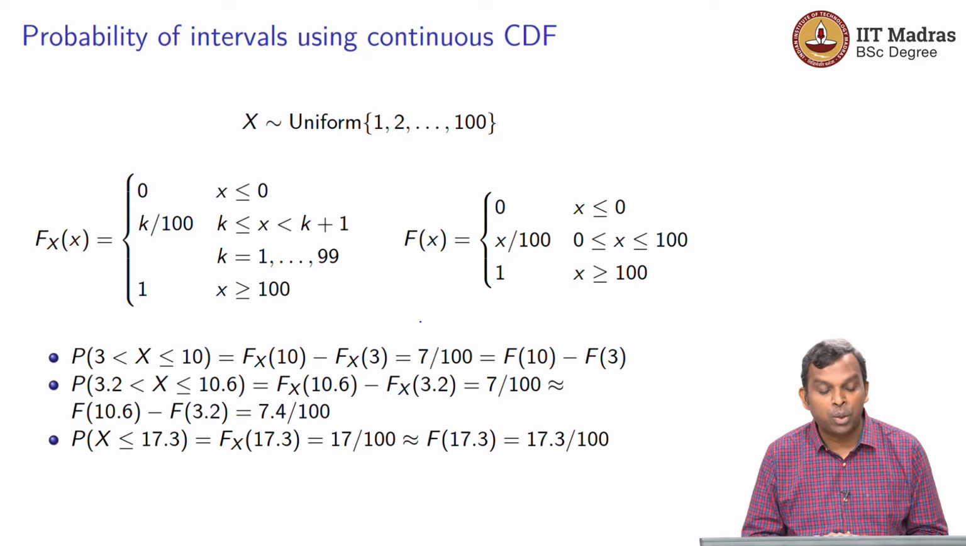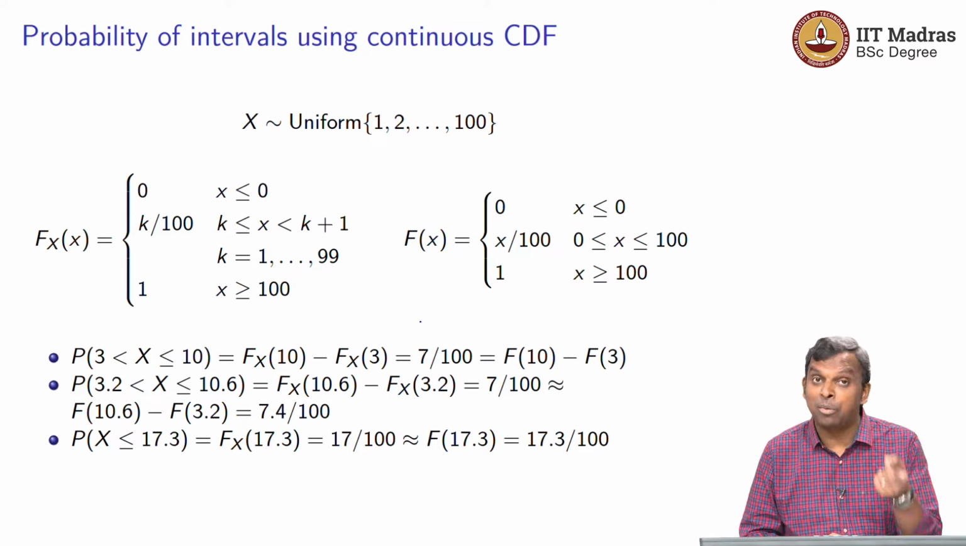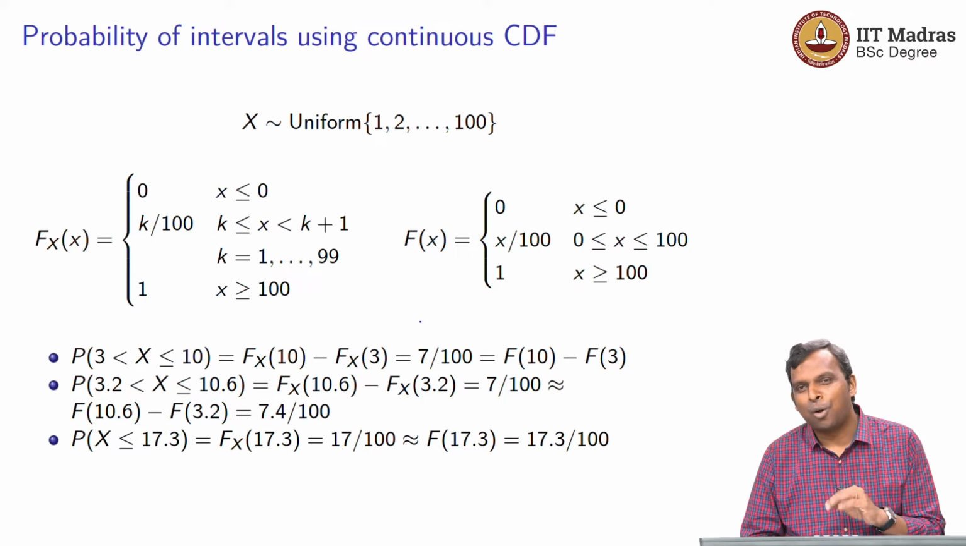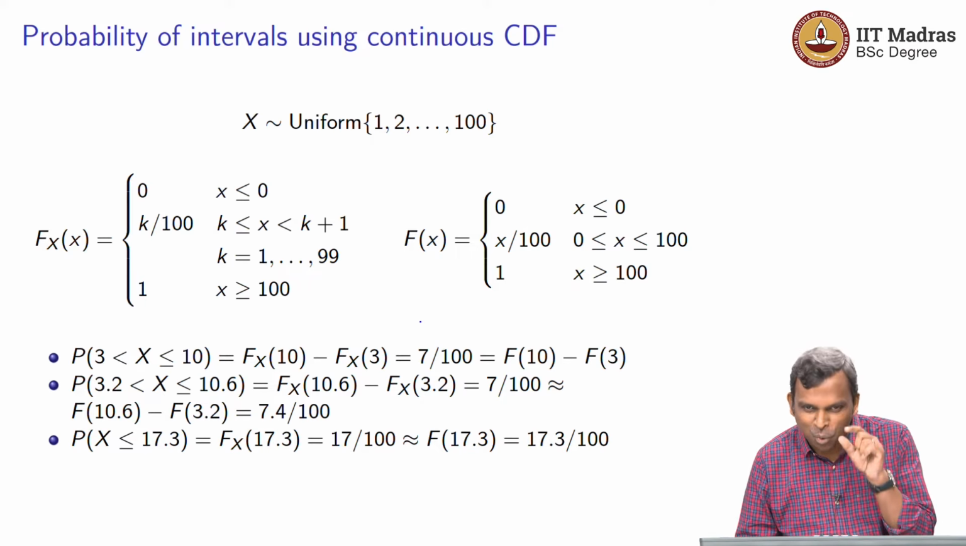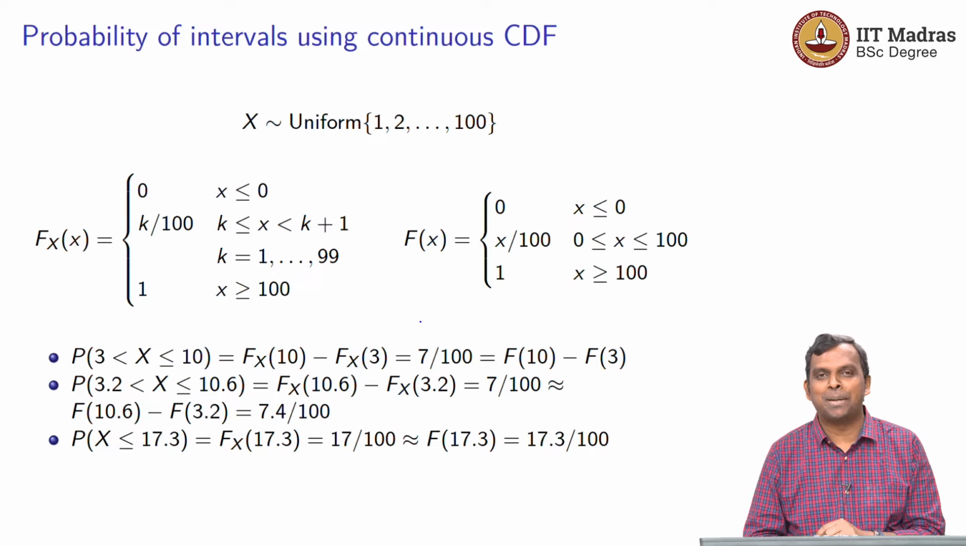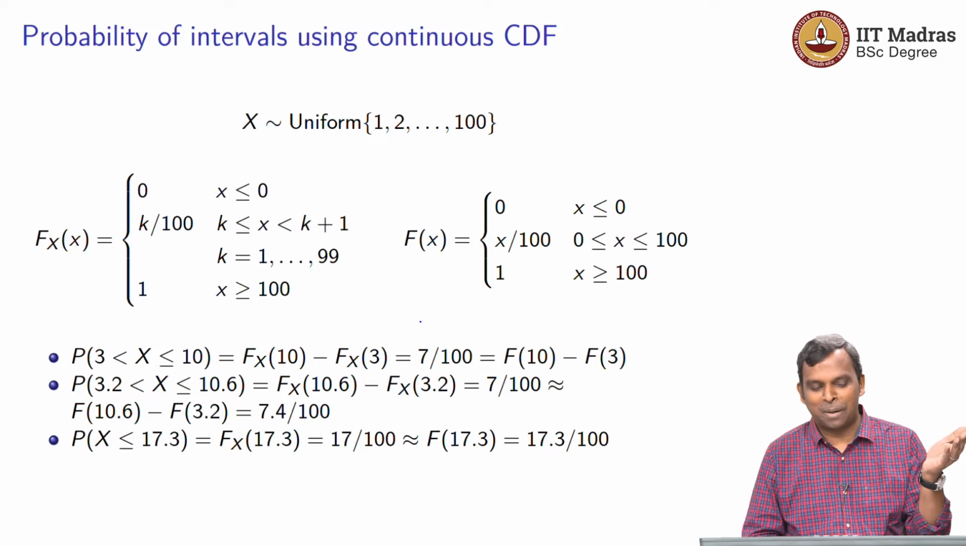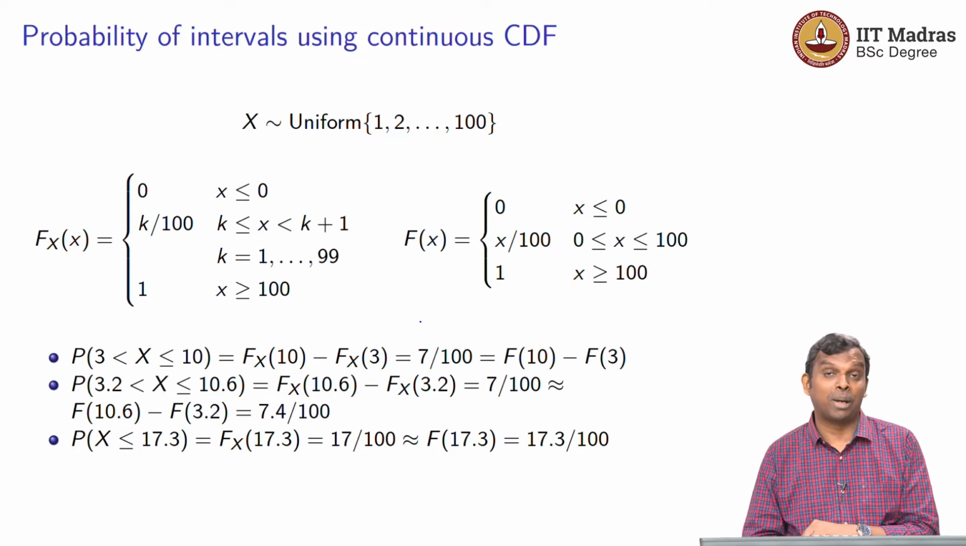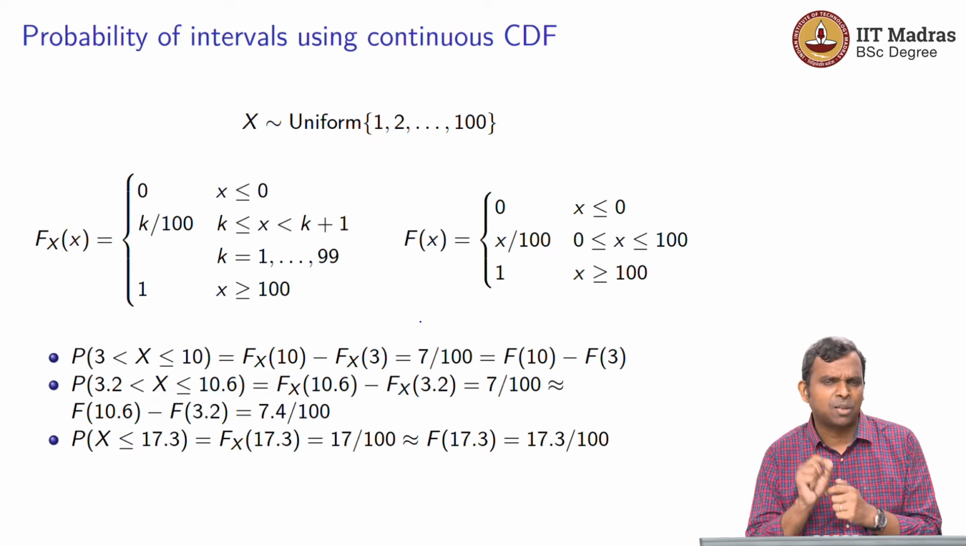But notice what goes wrong here. If you go to 3.2 and 10.6, my exact CDF will give me the same exact 7 by 100. But notice what happens to my continuous CDF. It doesn't make all those nuances between 3.2 and 10.6. It will simply do 10.6 by 100 minus 3.2 by 100. It will give you 7.4 by 100. So it doesn't quite match. There is a small difference.